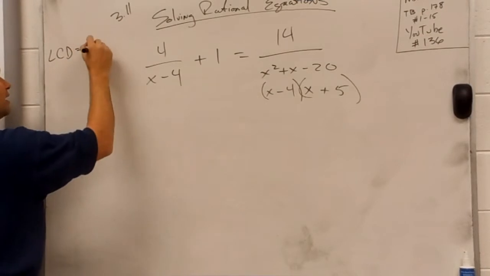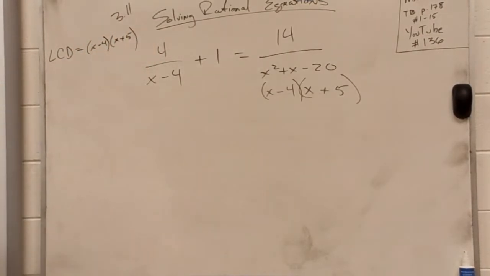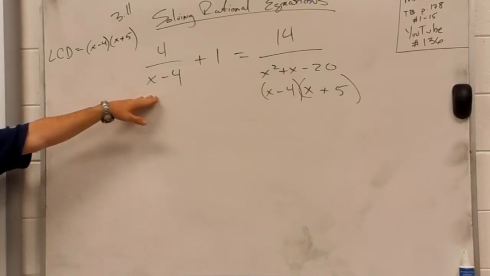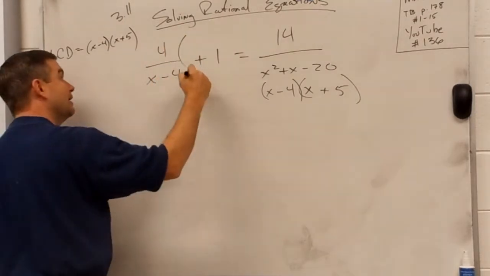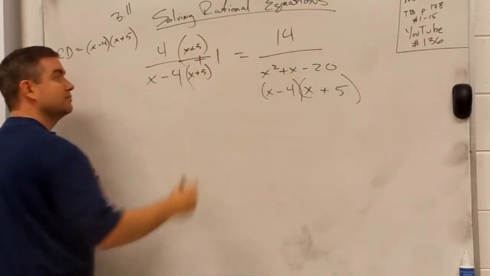X minus 4 and x plus 5. Outstanding. Exactly right. So those are my two factors. Does this fraction have both of those? No. What do I need to multiply it by? X plus 5, on the top and the bottom.